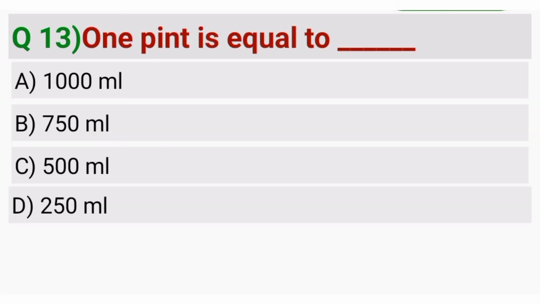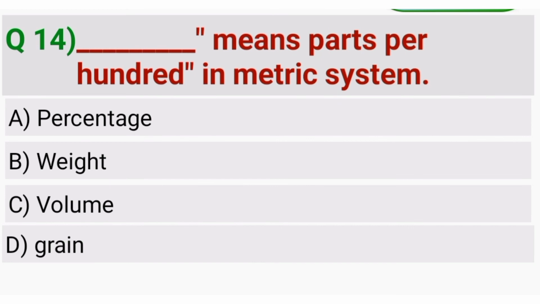Question number 13. 1 pint is equal to dash. That we already have discussed. 1 pint is equal to 500 ml. Question number 14. Dash means parts per 100 in metric system. Parts per 100 means percentage. So the answer is option A, percentage.